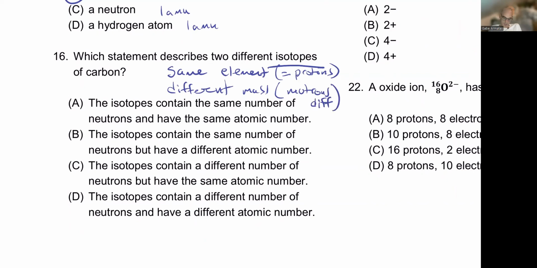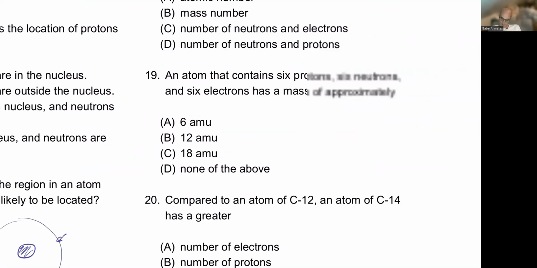All right. An isotope contains the same number of neutrons. No. The isotope contains a different number of neutrons. Okay, yes. But have the same atomic number. Absolutely. Same atomic number equals same element. And it's not that. Yep, there we go. All right, moving on.